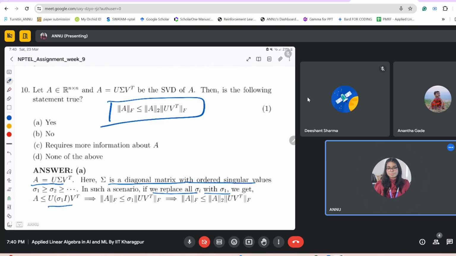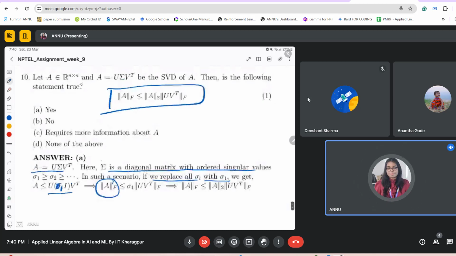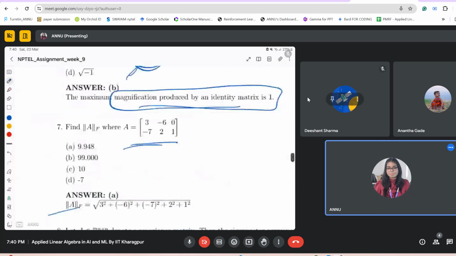In such a scenario, if we replace sigma i with sigma 1, we get A less than or equal to this one. This implies that if A is less than this, then the sum of all the elements is also less than this one. Because this is only one sigma 1, it should be less than with respect to all sigma 1 also. So if you write like this, the statement is true. And this is a well-defined proof that we can refer to. This is true: the Frobenius norm of a matrix is less than or equal to the 2 norm multiplied by the Frobenius norm of U V transpose.